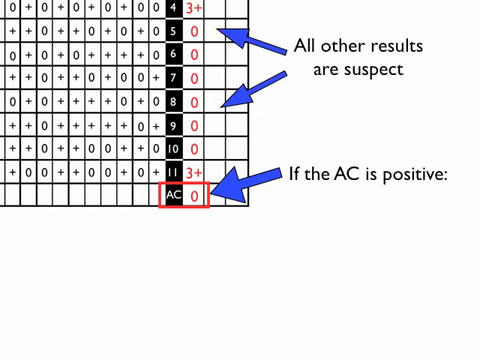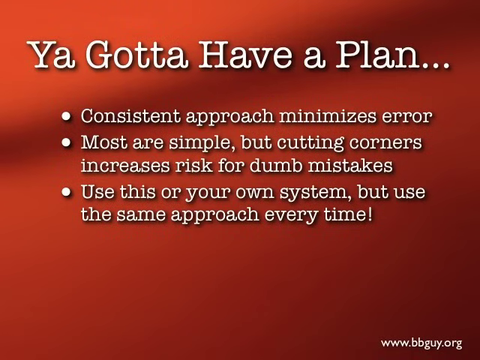If the autocontrol is positive, everything else that you see is a suspect reaction, and we have more work to do. We're not going to hit a lot of autocontrol positive stuff today. In fact, we're not going to hit any of it right off the top, but that will come in the Advanced Antibody ID podcast down the line. Here's my best advice to you. You really have to have a plan for attacking these things. If you do things the same way every time, you're much less likely to do something dumb and miss something obvious.